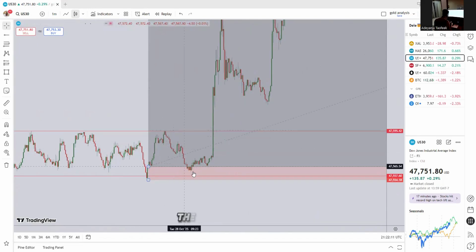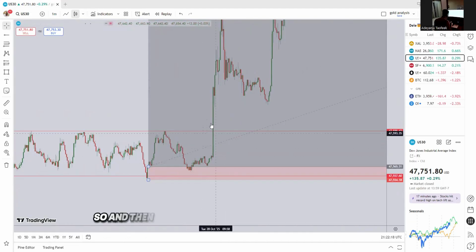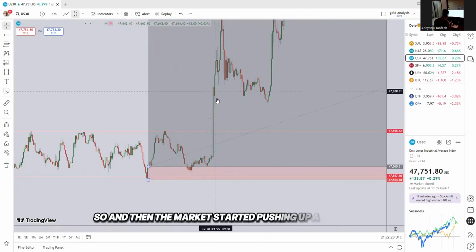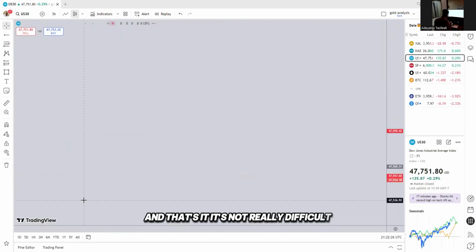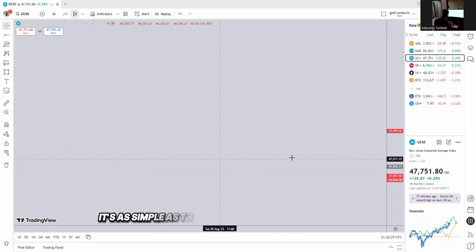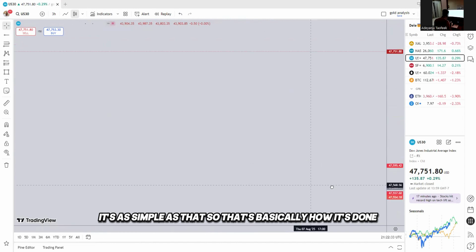Market went up, then traded back down, and then I kept on holding because the market would push up anyway. Then the market started pushing up aggressively, and that's it. It's not really difficult. It's as simple as that. So that's basically how it's done.